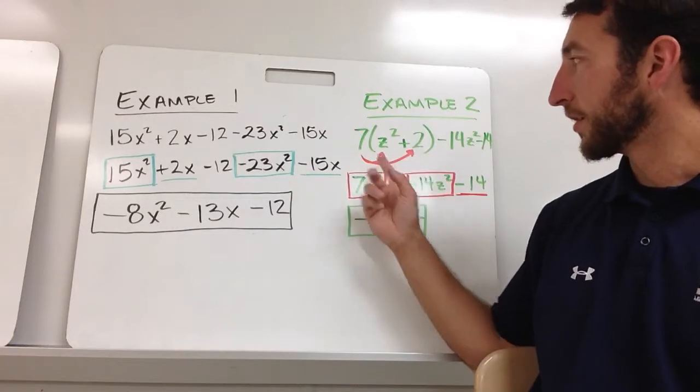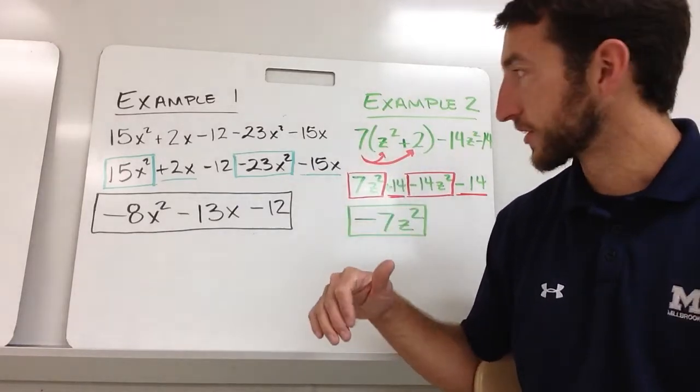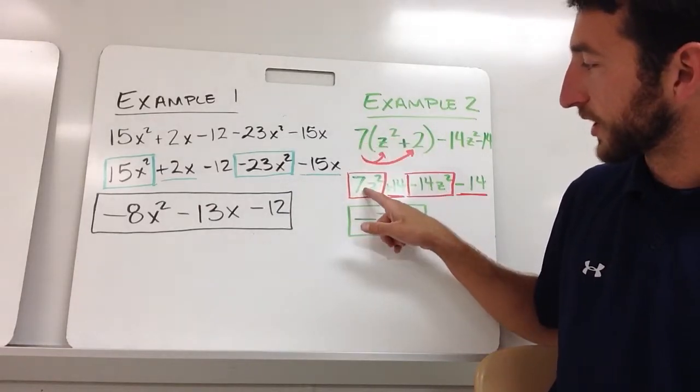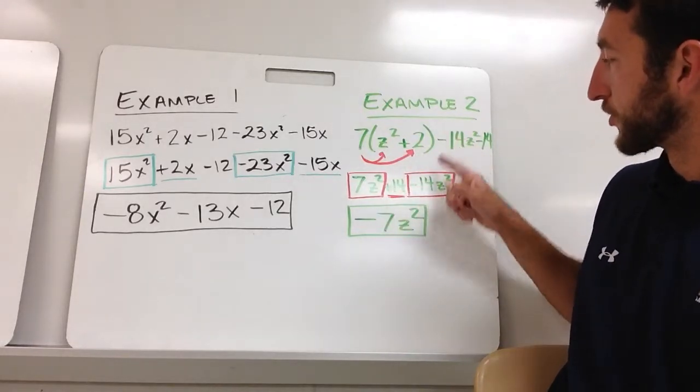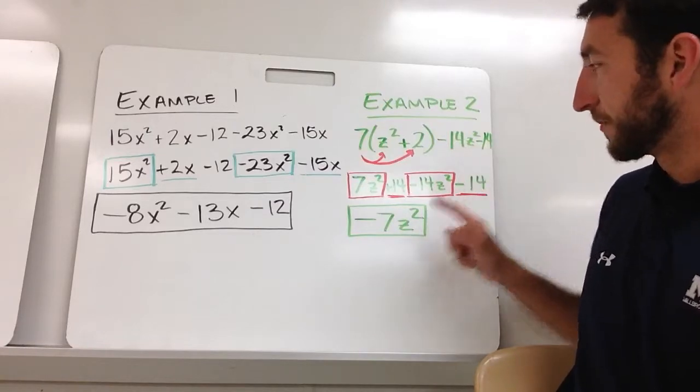It works the same way here, but I've got a set of parentheses. Whenever you have parentheses, we have to distribute first. So I'm going to distribute. I do 7 times z squared, so I get 7z squared plus 14. Then I just bring down the minus 14z squared. I bring down the negative 14.